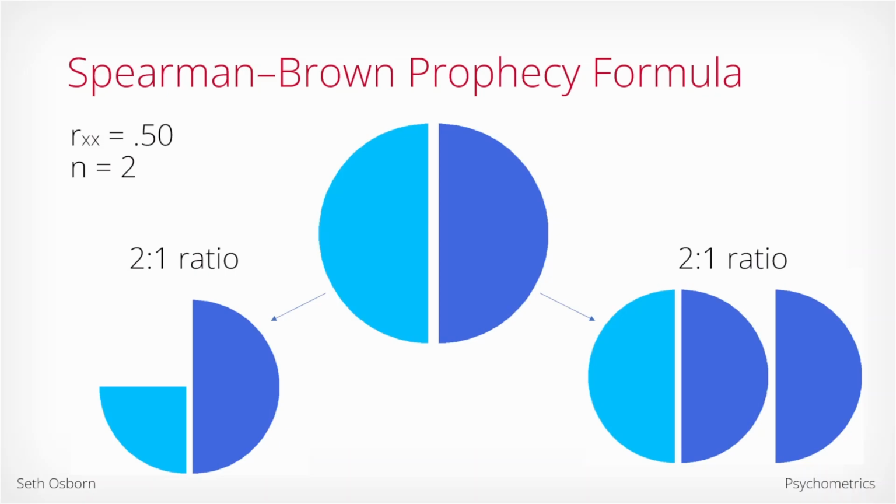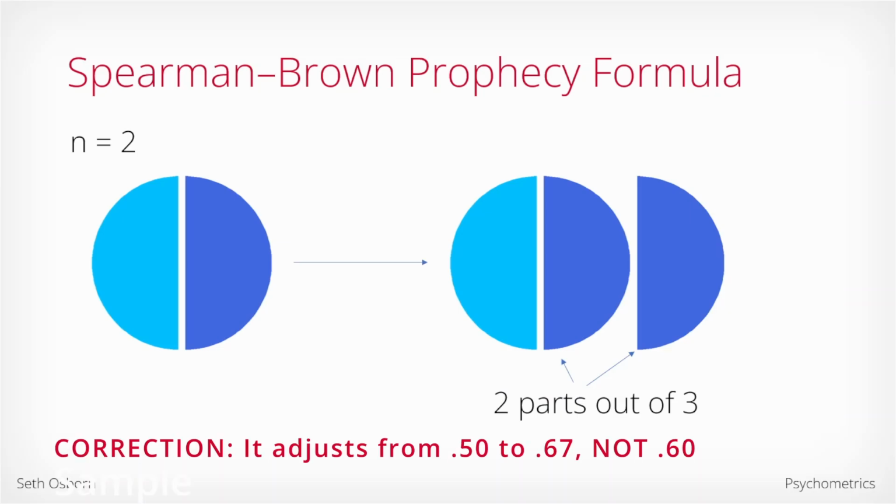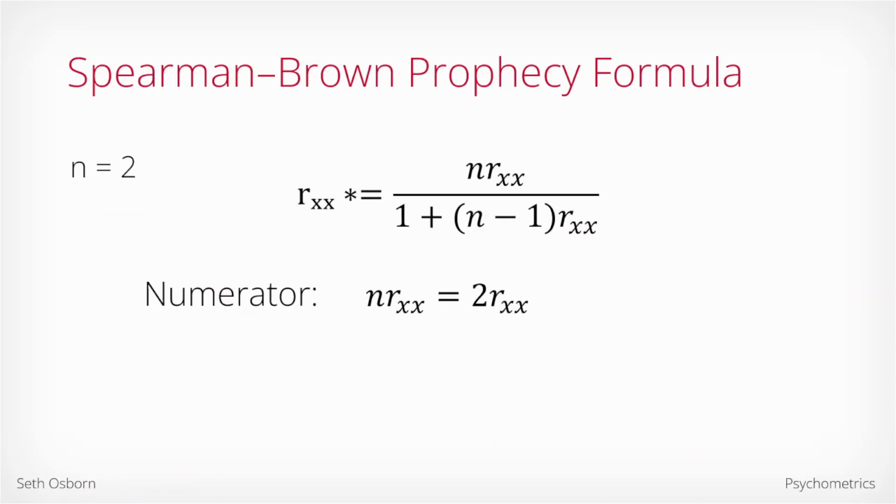So one way to think about this is that when you double the test length, you double the relative amount of true score variance, regardless of which of these two ways you're thinking about it. And like before, a 2-to-1 ratio means 2 out of 3 parts are true score variance, so our reliability estimate adjusts up from 0.5 to 0.6. That's one way to think about what's happening in the numerator. It's doubling our original reliability estimate.